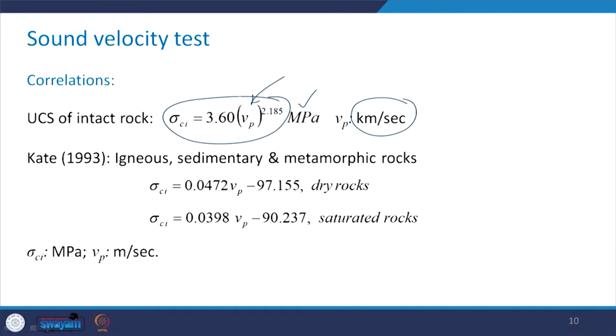Then Kate in 1993 gave the expression for UCS of the intact rock for igneous, sedimentary as well as metamorphic classes of rocks.